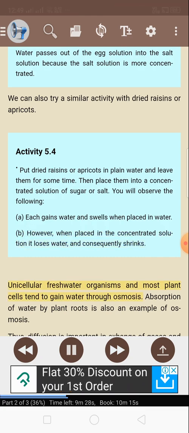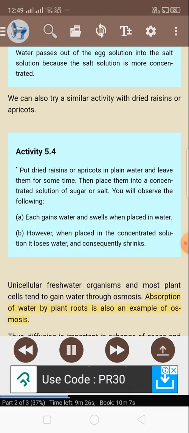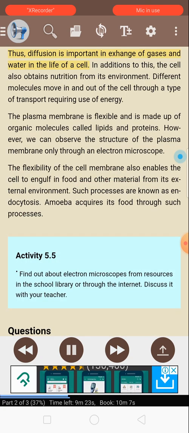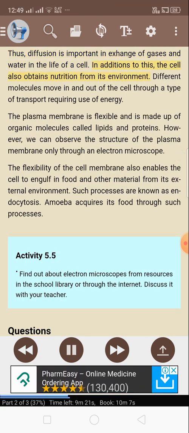Unicellular freshwater organisms and most plant cells tend to gain water through osmosis. Absorption of water by plant roots is also an example of osmosis. Thus, diffusion is important in exchange of gases and water in the life of the cell. In addition to this, the cell also obtains nutrition from its environment. Different molecules move in and out of the cell through a type of transport requiring use of energy.